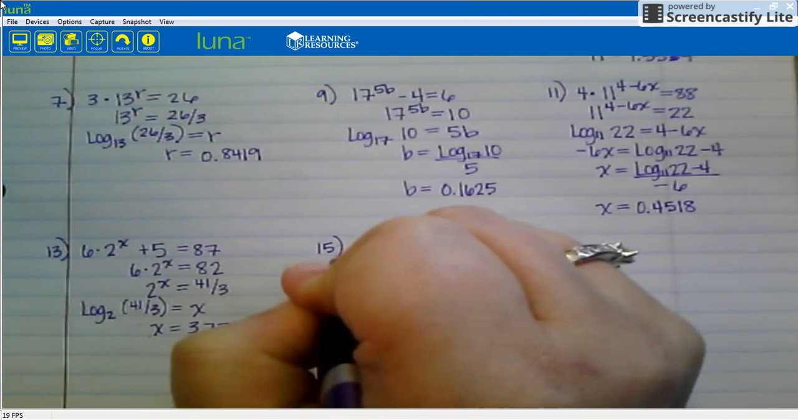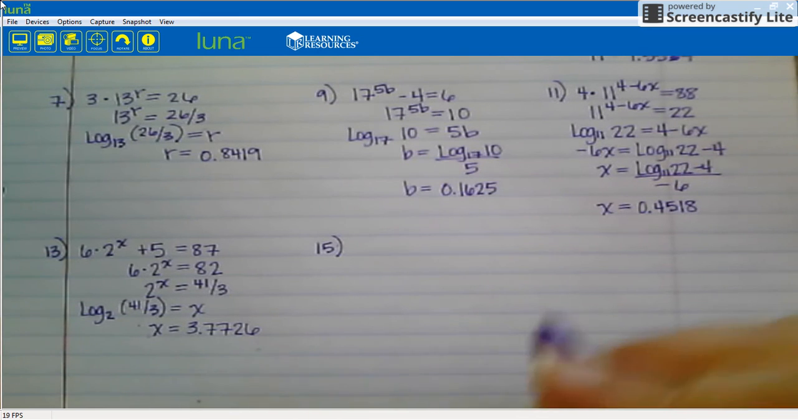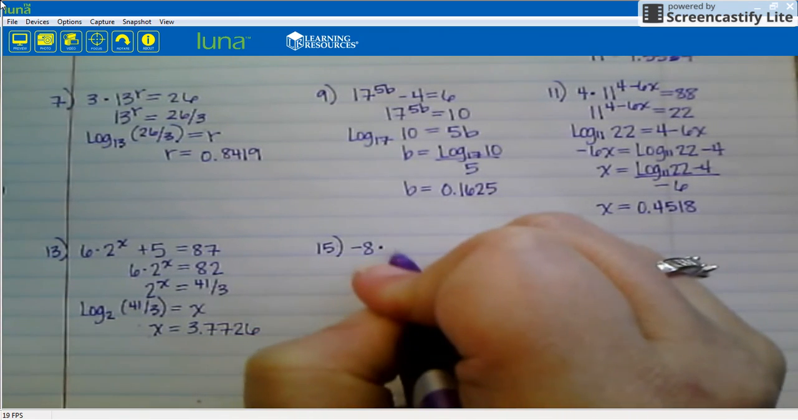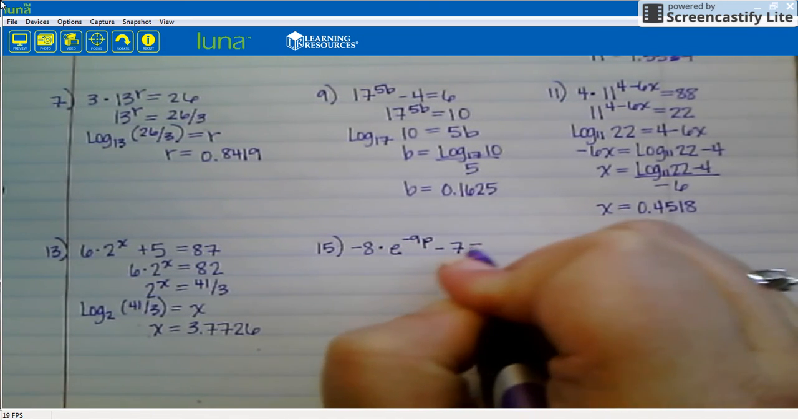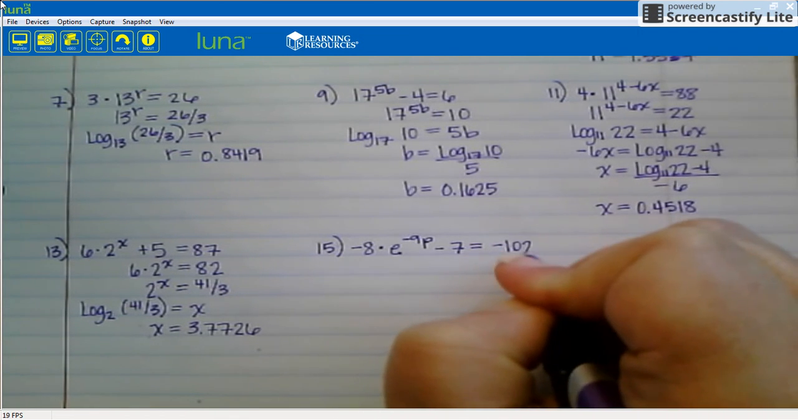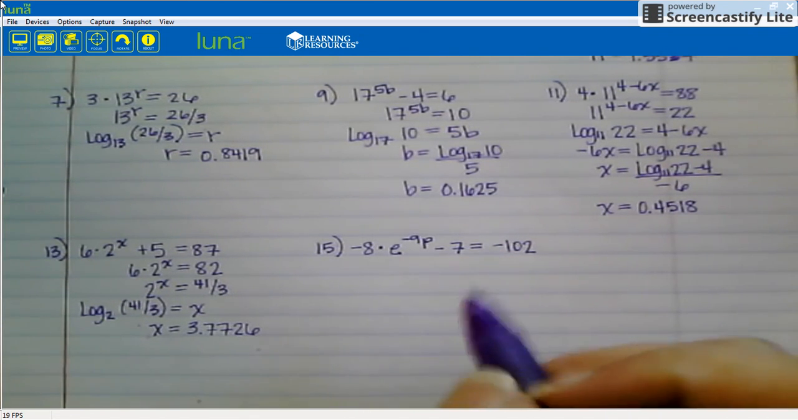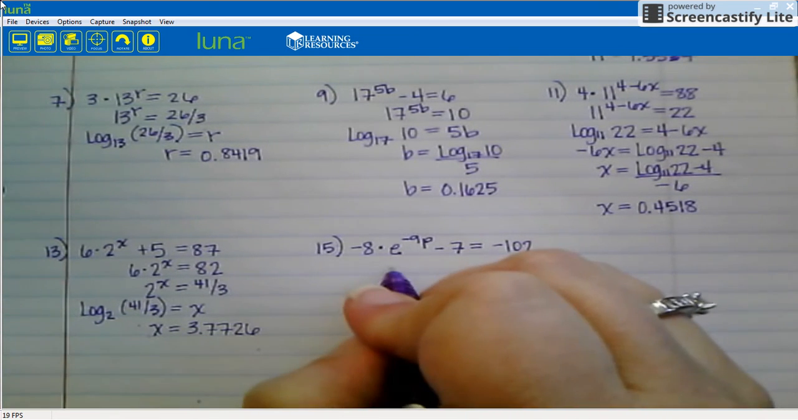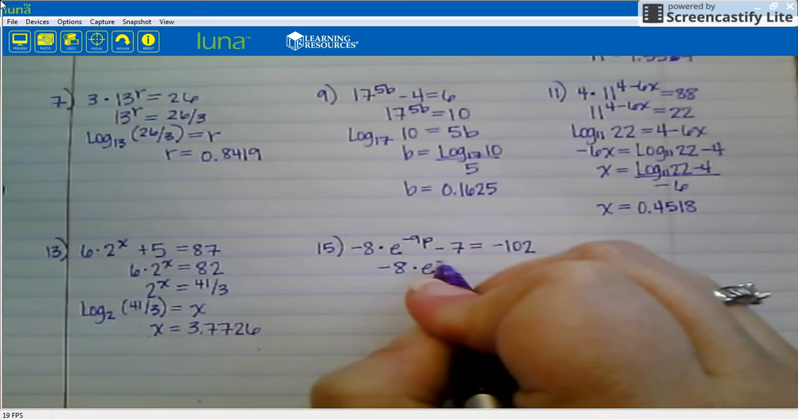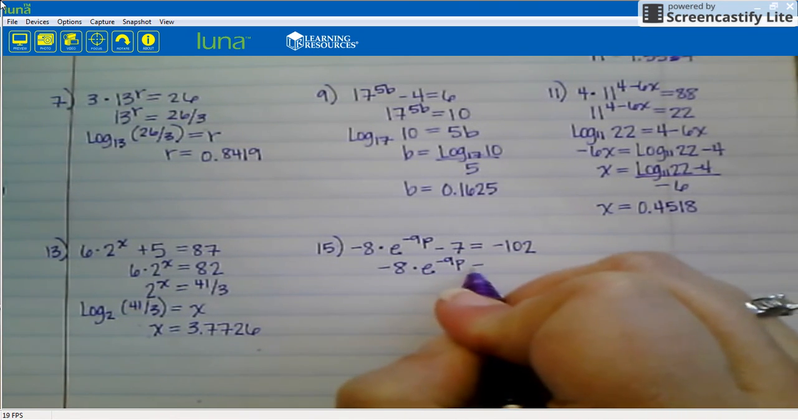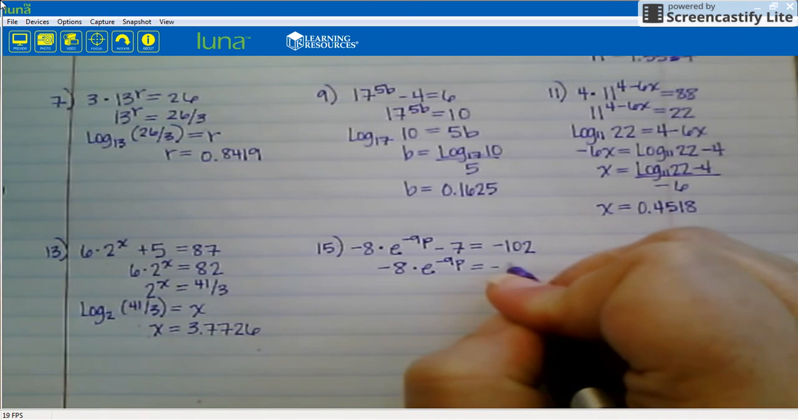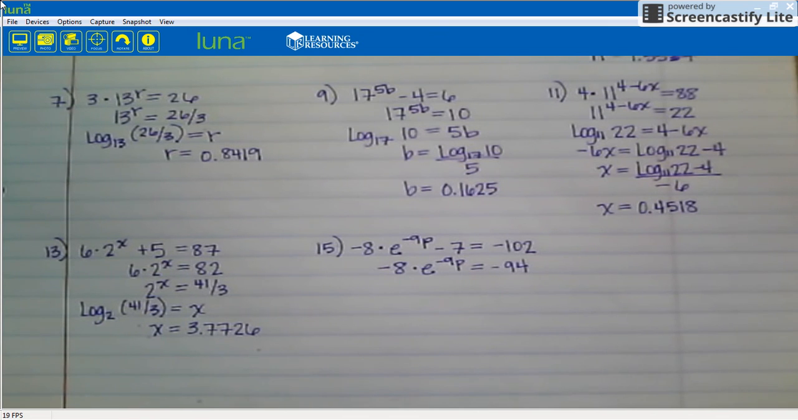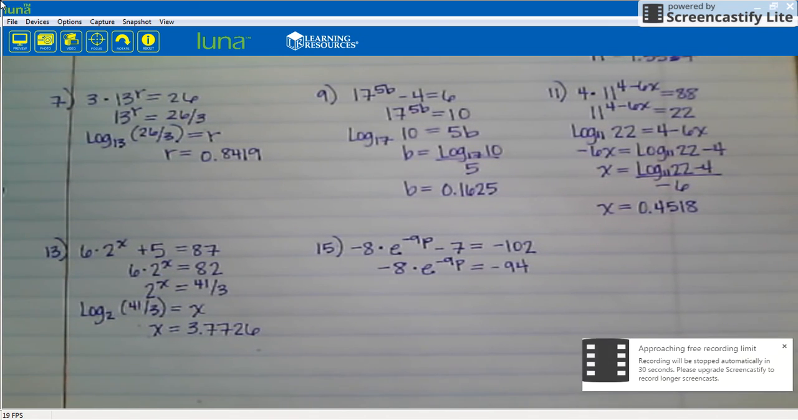For 15, we have negative 8 times base e to the power of negative 9p minus 7 is equal to negative 102. So we are going to first add 7 to both sides. So this is negative 8 times base e to the negative 9 times p power is equal to negative 102 plus 7, which is going to give me negative 95.